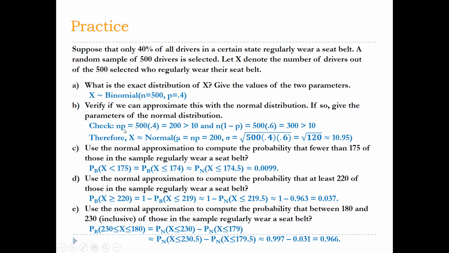To check, we need to check the two conditions. The first one is that n times p needs to be at least 10. Here 500 times 0.4 is 200. Yep, that's bigger than 10. And the second condition is n times 1 minus p. So 500 times 0.6 is 300, bigger than 10 as well. So both are bigger than 10, and therefore we can say X is approximately normal in this case. Mu is n times p, which is 200, and the standard deviation is the square root of n times p times 1 minus p, and you get about 10.95. And you can use stat key to calculate these probabilities.